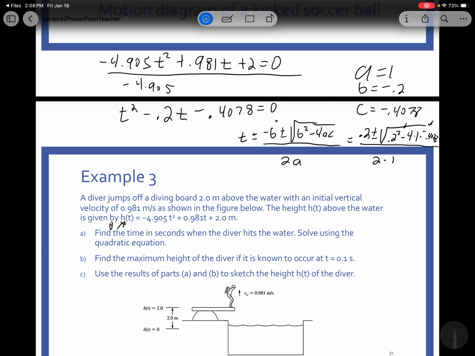So reducing this down, you will get 0.2 plus or minus, combining the terms in the square root, we get 1.671 divided by 2. So remember 0.2 plus the square root of 1.671, that whole thing divided by 2, and then 0.2 minus the square root of 1.671, that whole quantity divided by 2 will be your two different solutions.